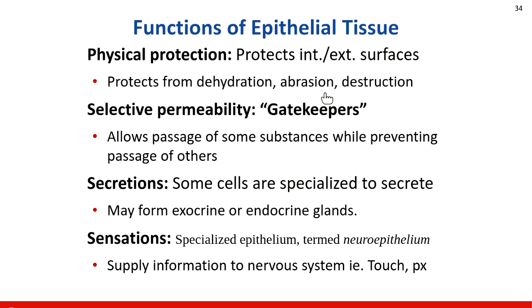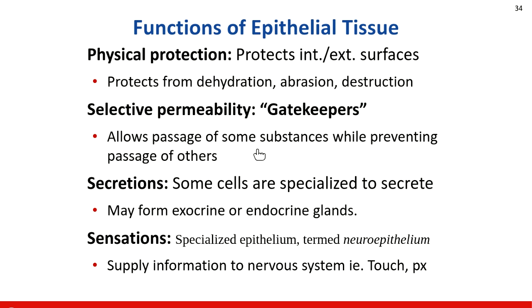When we talk about the gatekeeper function, or the selective permeability, this function helps us to understand that some substances will be allowed to pass across the epithelial tissue, while others will not be. And we see that when we're discussing skin, for example. Our skin is water resistant, but not waterproof. So water is kept out for the most part, but sometimes it's able to slip in.